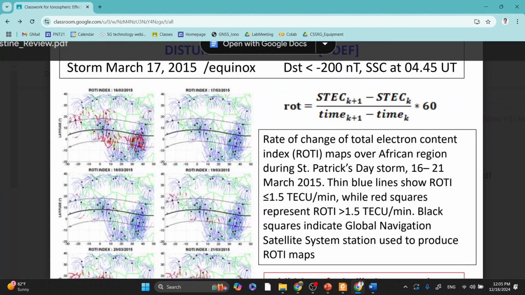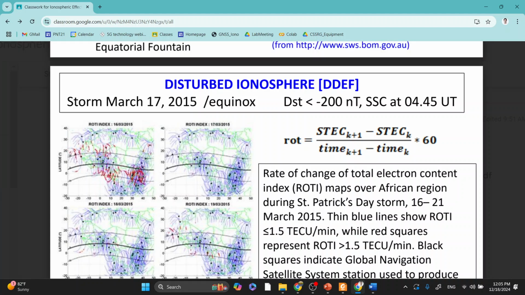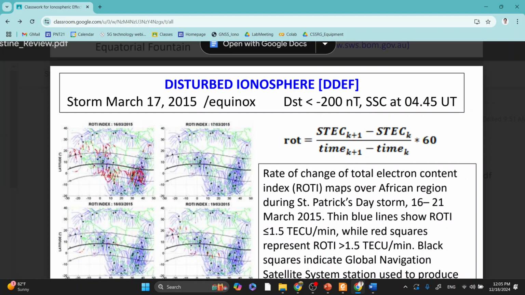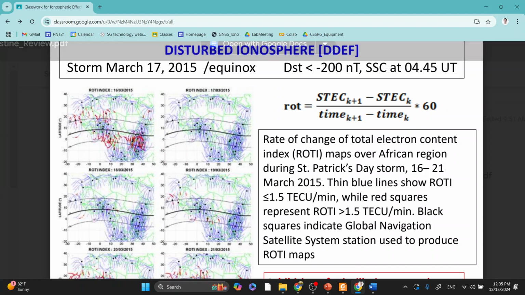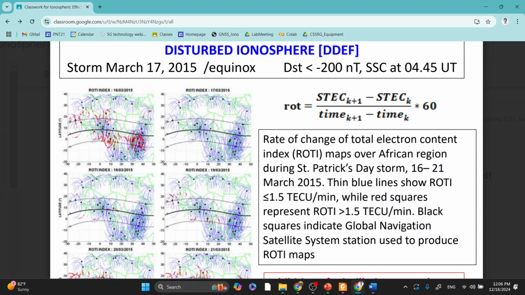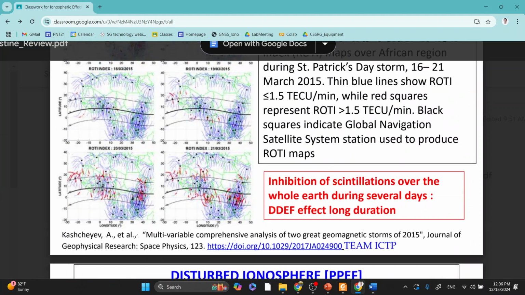So one of the examples she shows is that for the disturbed ionosphere, when the storm is very, very strong, very often the dynamics in the ionosphere is suppressed. For example, they show that on March 17, 2015, I guess this is St. Patrick's Day, you have a ROTI plot. Red color means very high ROTI, and then suddenly it disappeared. So this is one aspect she shows.